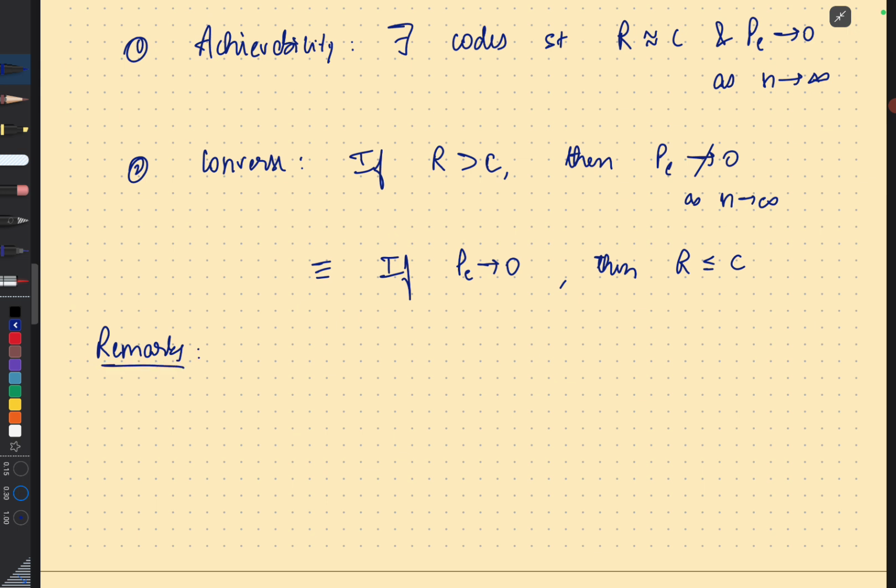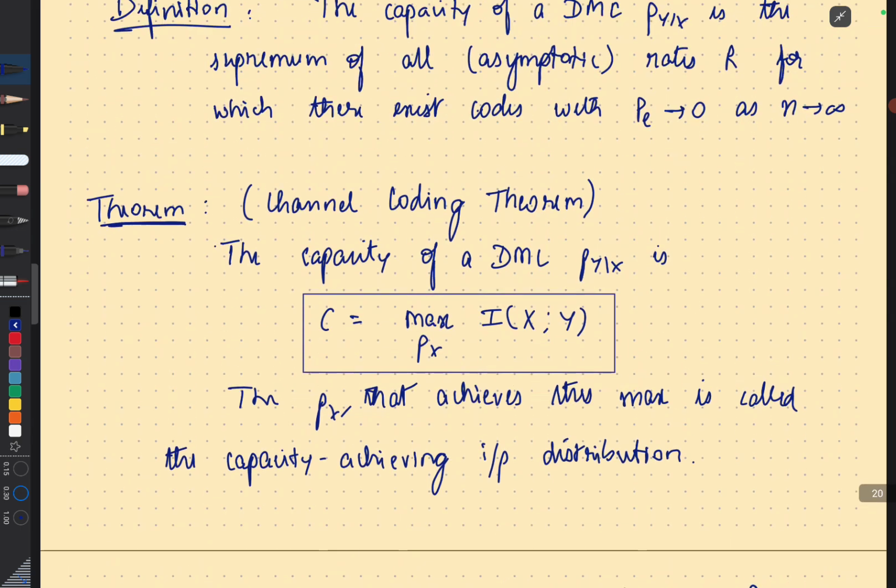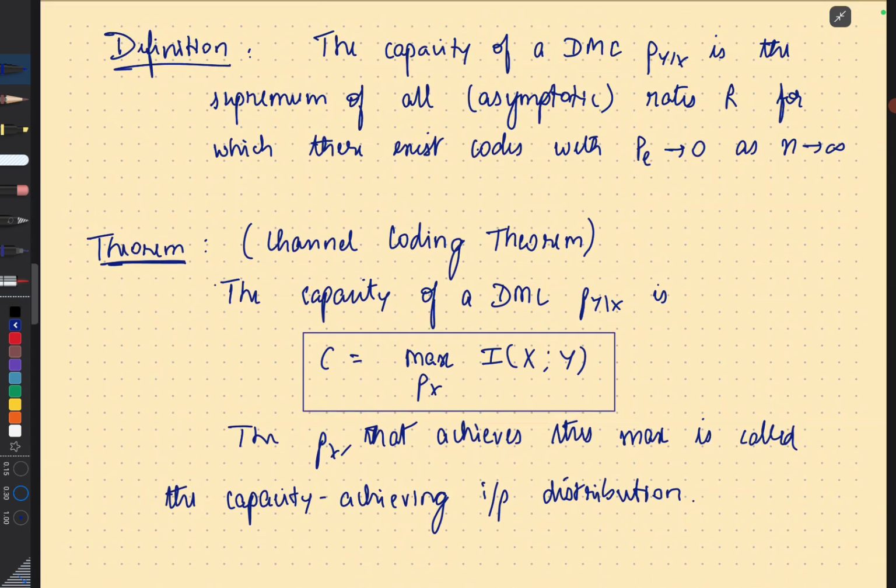So first, some remarks. When I define the capacity and rate and probability of error, we're basically saying the probability of error is the average probability of block error, right? And so in principle, maybe the expression for capacity could potentially change if you relax the block error probability constraint to a bit error probability constraint.